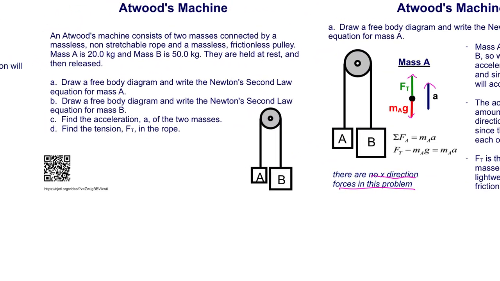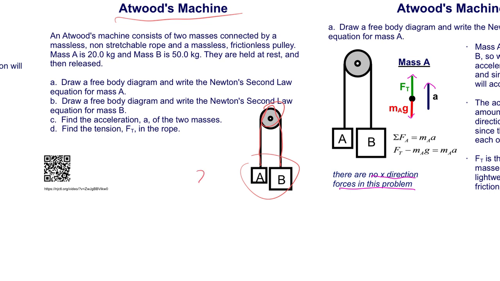Now, these things are very similar to Atwood's machine. This is a pulley right here. A pulley. There's one string across the pulley. One string. And these weights are free to move up or down because they're connected to a string. It's called Atwood's machine for some reason.